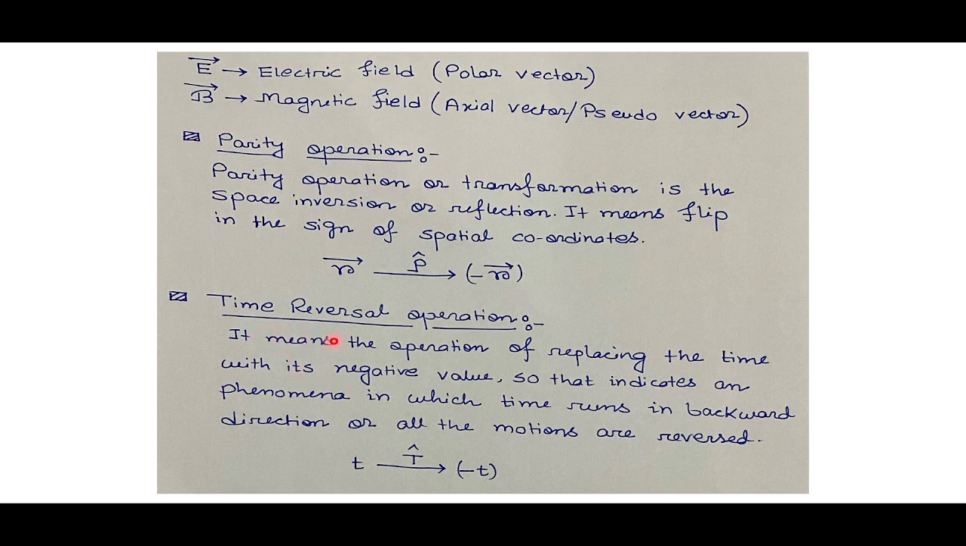And your time reversal operation means replacing the time with its negative value, which indicates a phenomenon in which time runs in the backward direction. All motions are reversed. So if t cap is the time reversal operator, you have to replace t by minus t, right? So this is a simple thing. Now we will apply this concept in the case of electric field and magnetic field in our question.